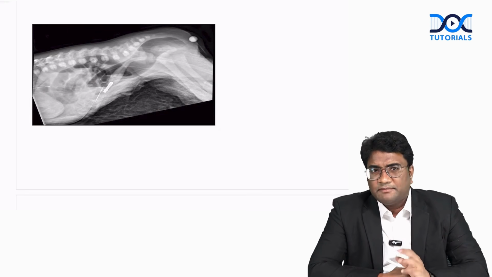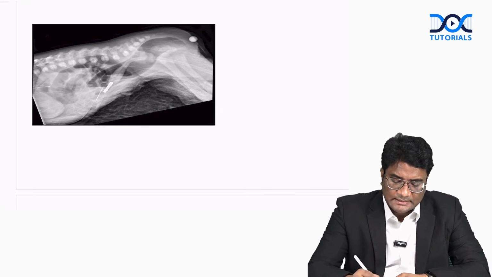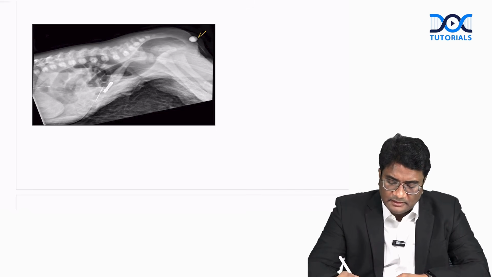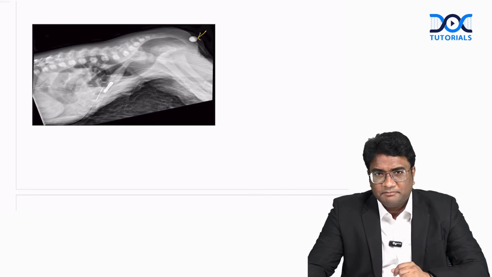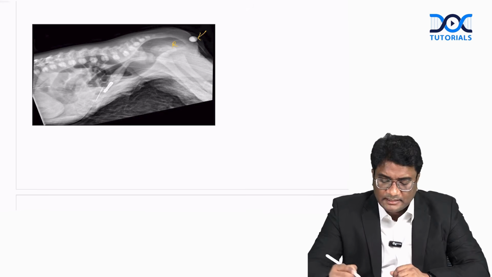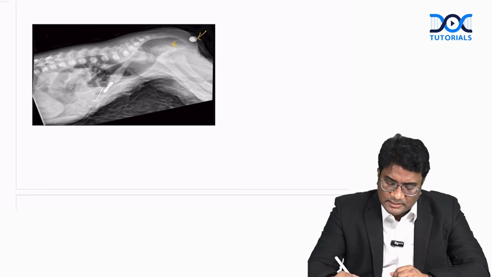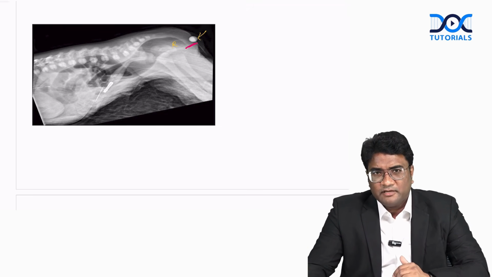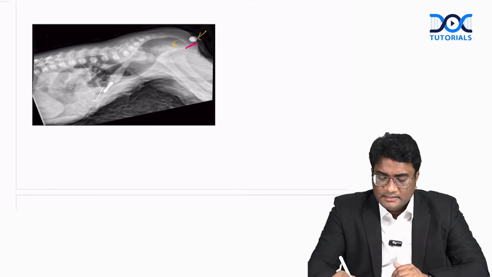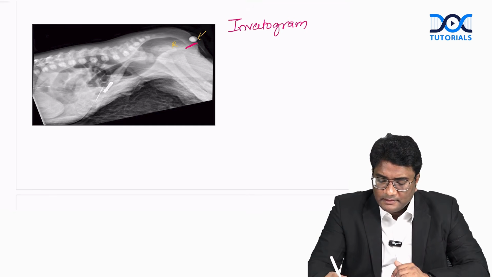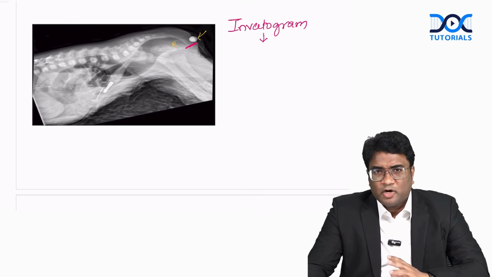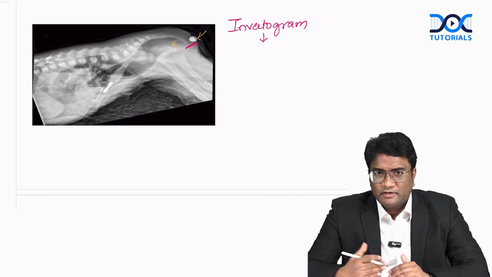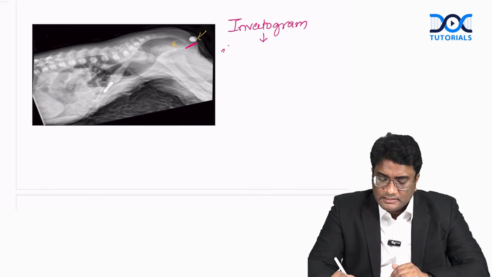And what is this image showing you? On this image, you can see there is a metal button kept at the anal dimple, and you are seeing the rectal air. So when you measure the distance between rectal air and the metal button with the child in an inverted position, an upside down position, this is called an invertogram. Remember, invertogram should not be done immediately after birth. You need to wait for the gas to reach the rectum. So this is done 24 hours after birth.